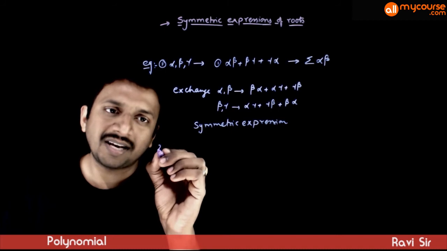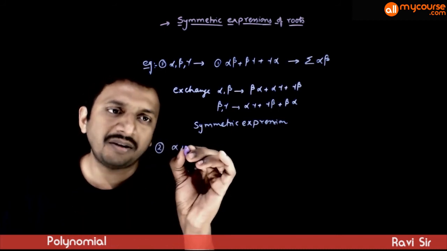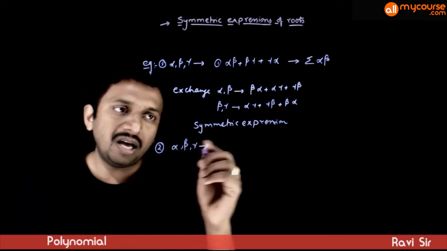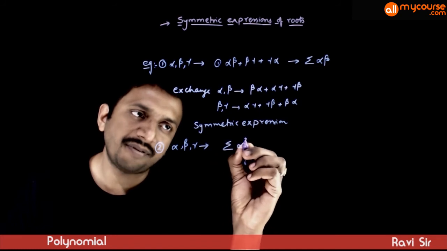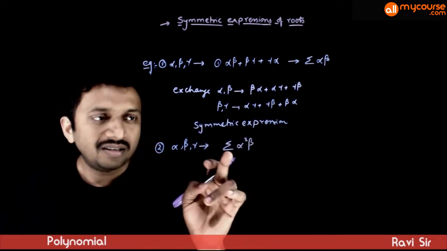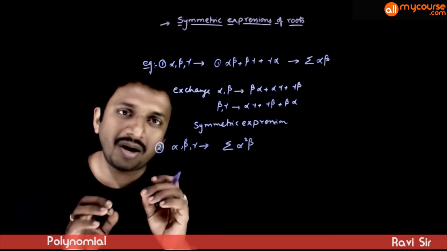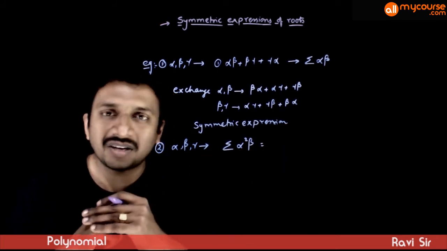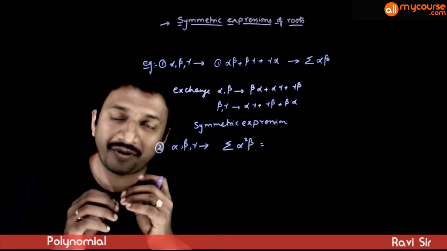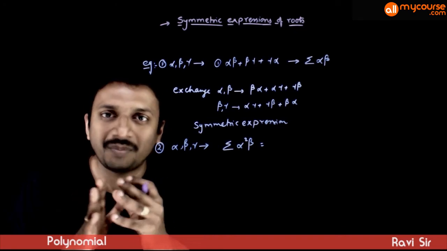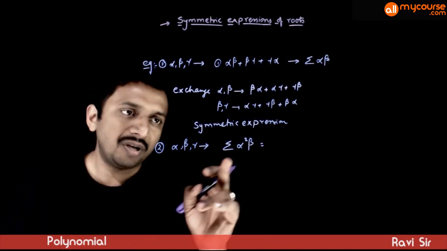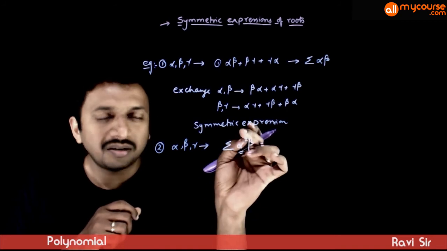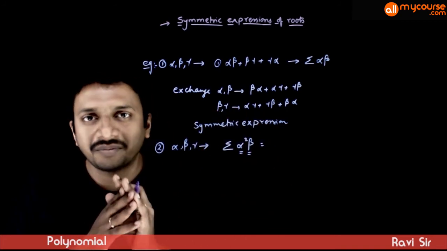So now let us take another example. Again, if you have alpha, beta, gamma as the roots, let us take a cubic equation again. Now if I write sigma alpha square beta, what does this represent? So if you expand this, how many terms are there in this expansion? So to find that, we can use the theory of permutations and combinations. So in this expression, if you take a single term, you have one root to the power 2 and the other root to the power 1.